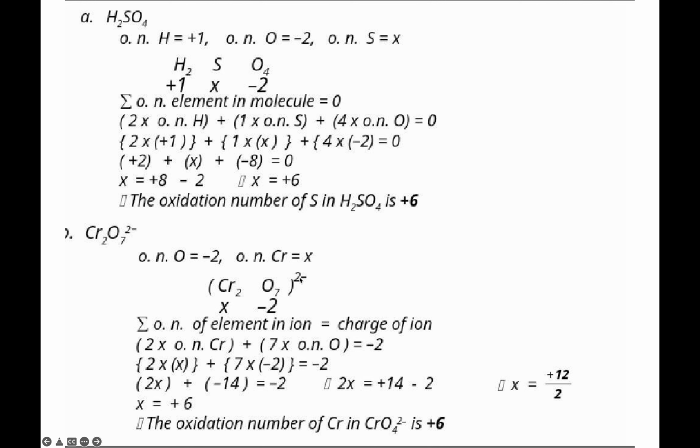charge is given, if it is given like this inside brackets on top, this is what you have to take on the right hand side. See, for H2SO4 there is nothing, so that is why you took it as 0, but here we are having 2 minus, so take that 2 minus over here. Okay, now 2x plus -14 is equal to -2. Now 2x is 14 minus 2, that is 12. 2x is equal to 12, x is equal to 6. So the oxidation number of chromium is 6.